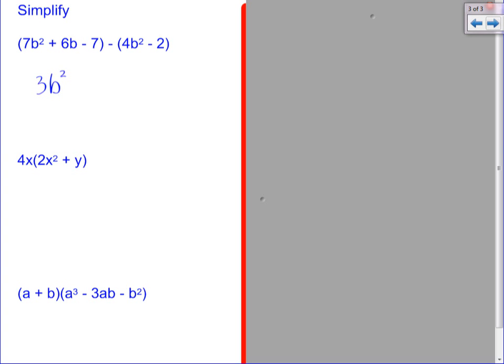Okay, and then we've got what next? Yeah, the 6b doesn't get combined with anything else because there's no other b term. And then we have what? Should be minus 5 because we take negative 7 minus negative 2. We get negative 5. And that's it. Okay, what are they asking us to do here? What's the math word that we would do? We are going to distribute. So we get what?